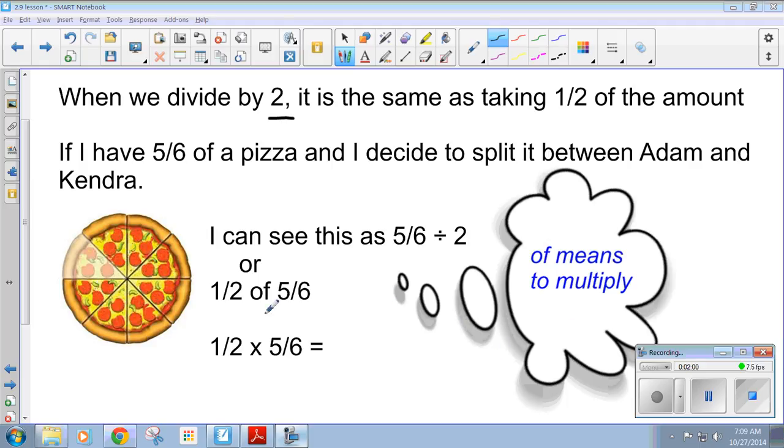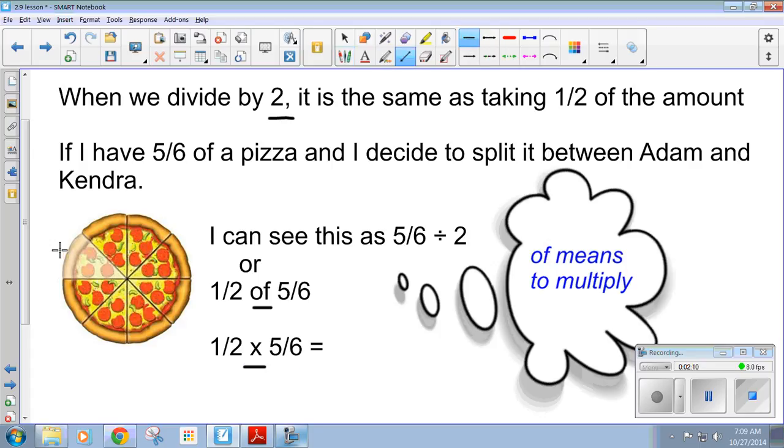or I can view this as 1/2 of 5/6, and we know that the word "of" means to multiply. If I look at that in a picture format and simply split this pizza exactly in half, I can see that each person is going to get 1, 2, 3 and a half slices of pizza.